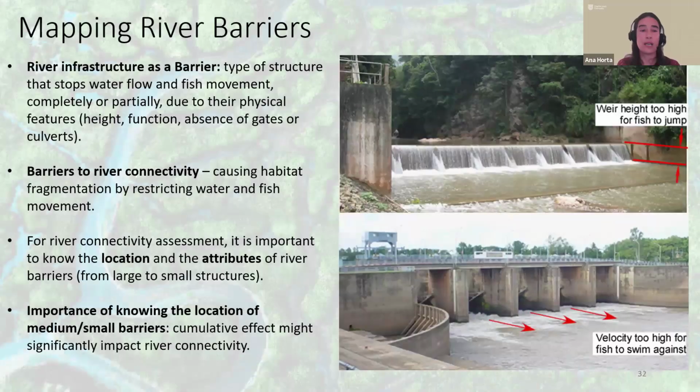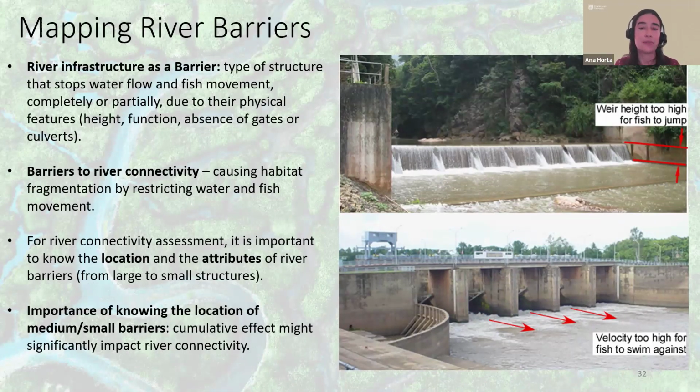So when I talk about mapping river barriers, which was the first step in applying this methodology, we're looking at structures like the ones I have here in the photo. Basically any type of structure, it can be an irrigation weir, it can be a dam for hydropower production. It's just a type of structure that stops water flow and fish movement either completely or just partially. So these are considered barriers to river connectivity because they cause habitat fragmentation. And that's why it is important that we know the location of all barriers, not only the big ones, but also the small ones.